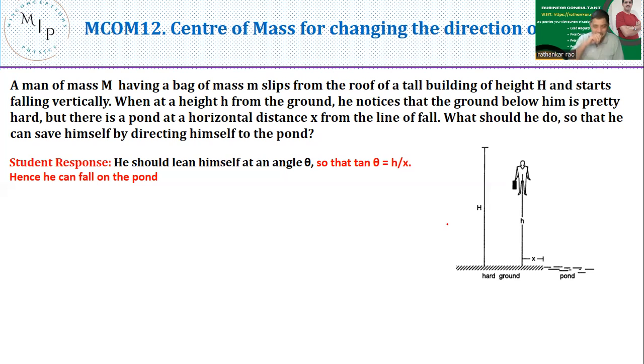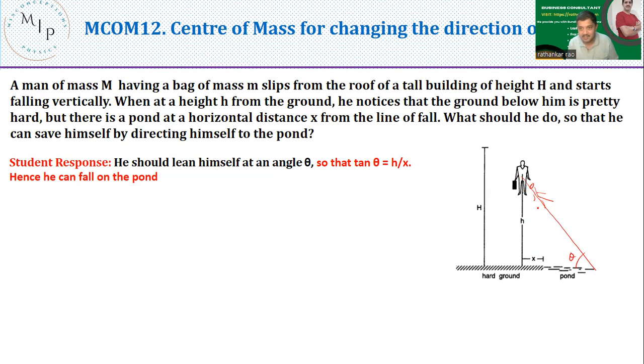I just asked this question casually to a student, and the student said, sir, he should act like a Superman. So he should lean himself at an angle theta. He should lean like this with respect to the horizontal, with theta here. My way of drawing is not so accurate.